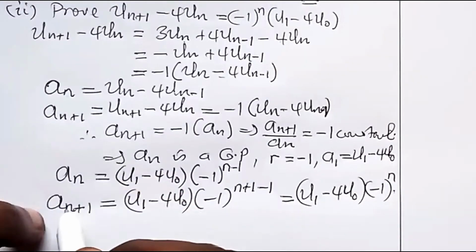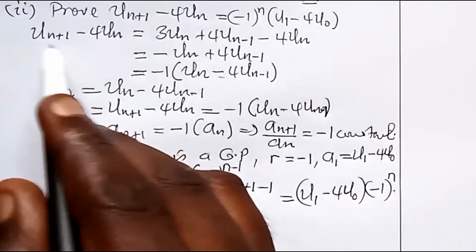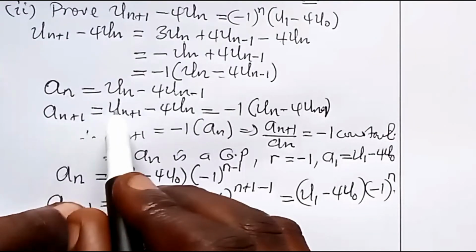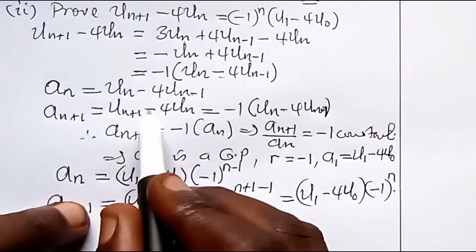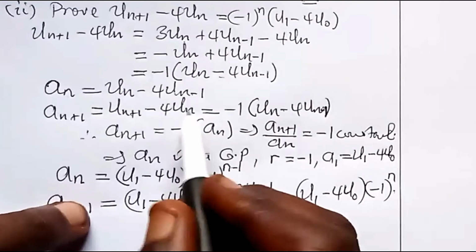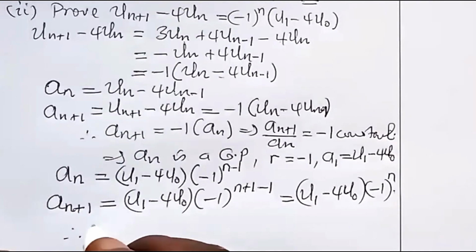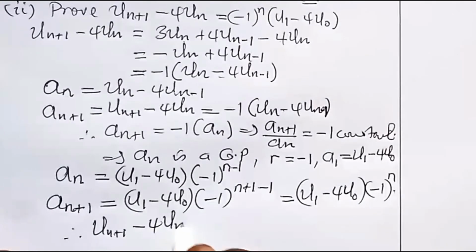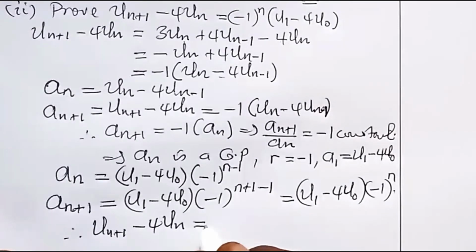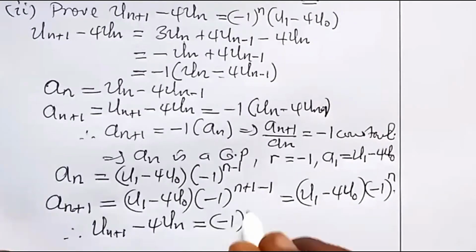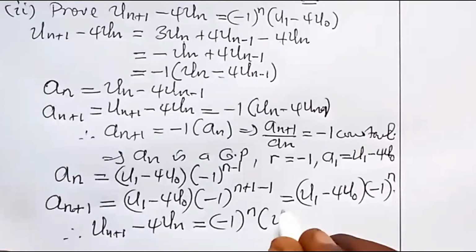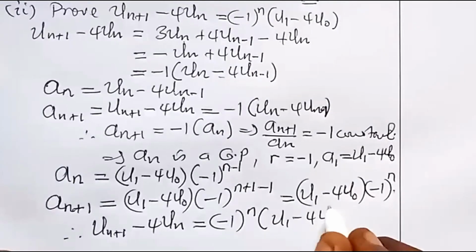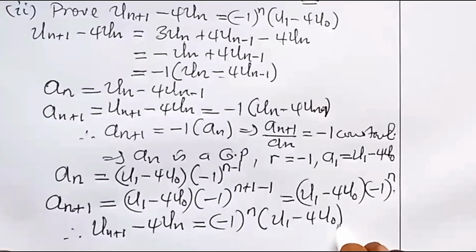Therefore, a_n now can be replaced by the expression, because it was supposed to be u_{n+1} minus 4u_n, what we are seeking to prove. So u_{n+1} minus 4u_n should then be (negative 1) to the n into (u1 minus 4 u naught), as required.